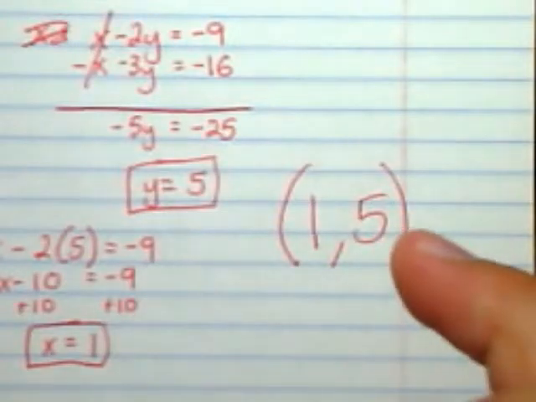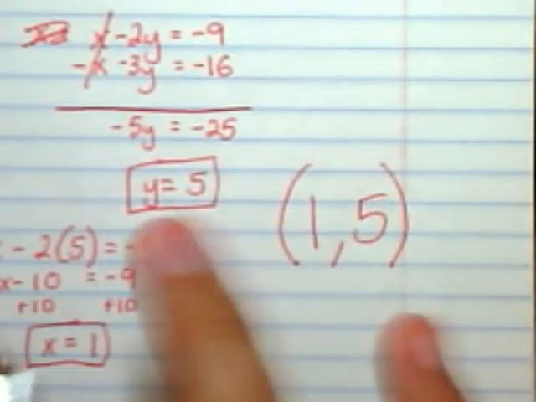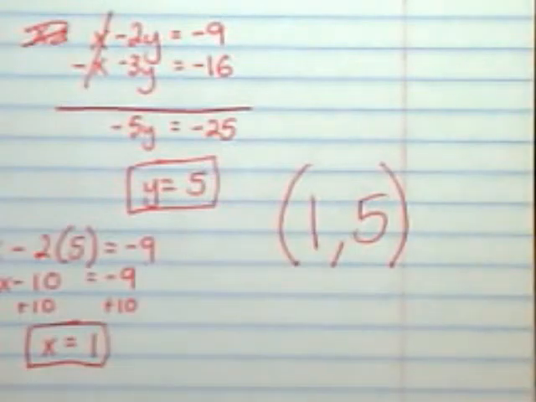I'm going to do another one with the elimination method and dealing with having to multiply again. I want you to take another good look at the next example.